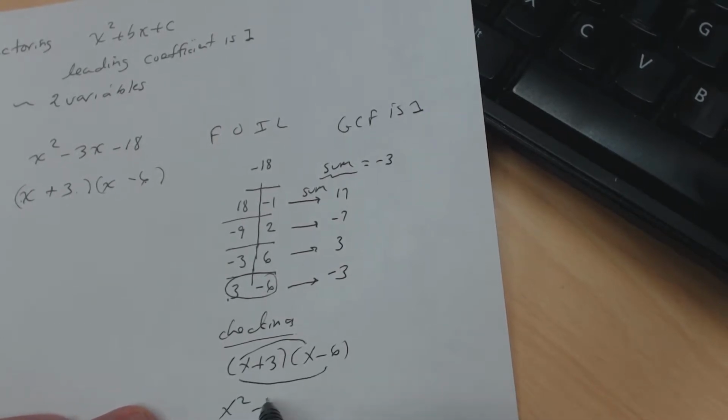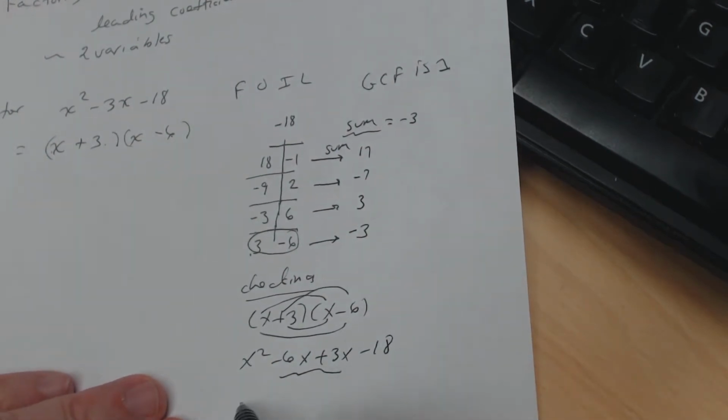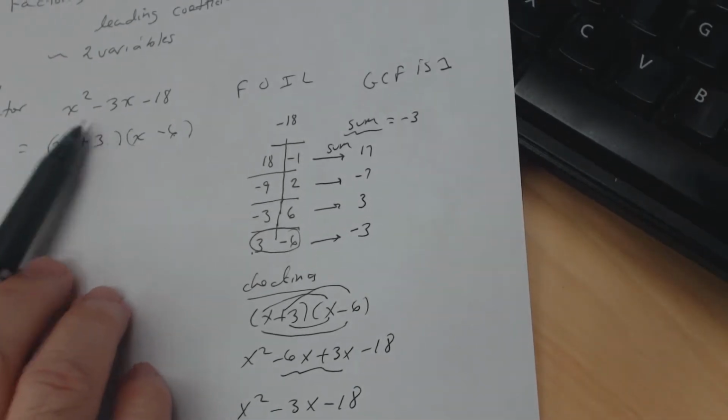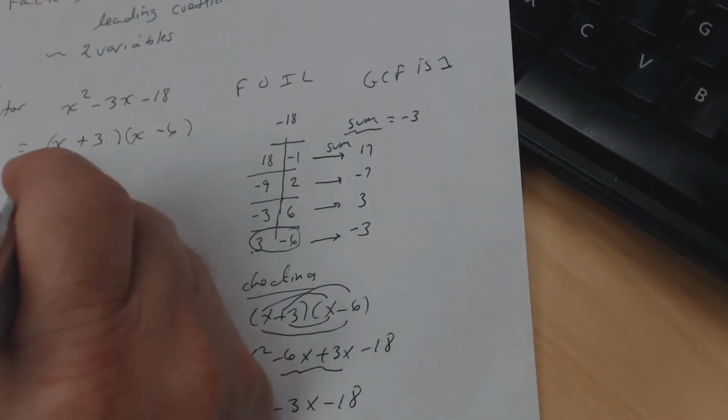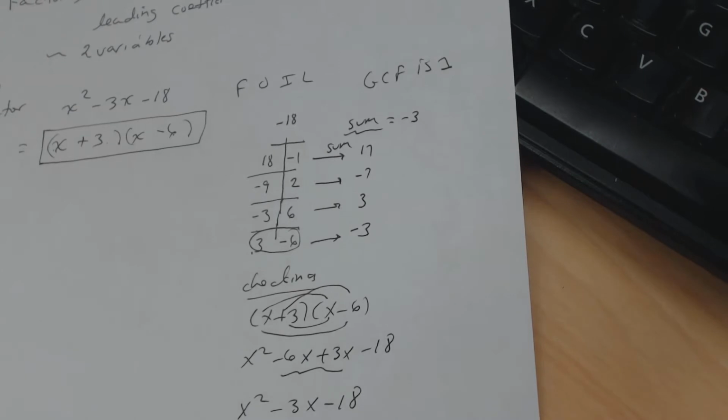The outer is a negative 6x. The inner is a positive 3x. And the last is a negative 18. And when I combine like terms, on the inner, I get x squared minus 3x minus 18, which is what I wanted. Okay, so this is the correct factorization, the correct factoring for this polynomial. Okay? All right, now let's look at this example.